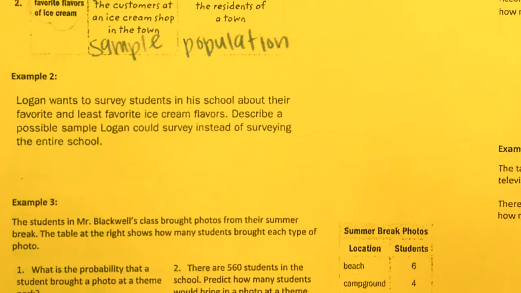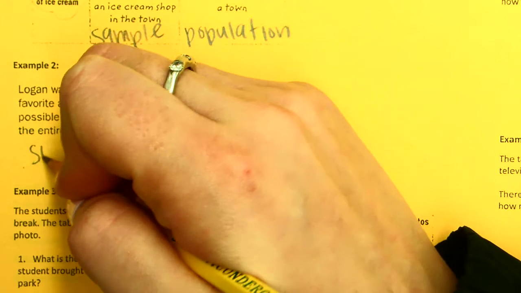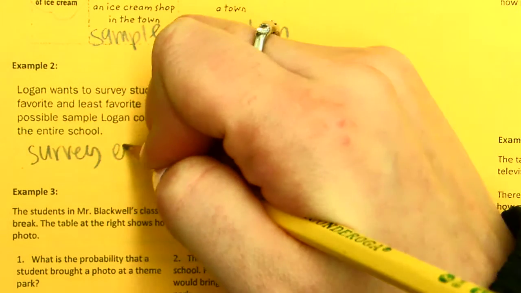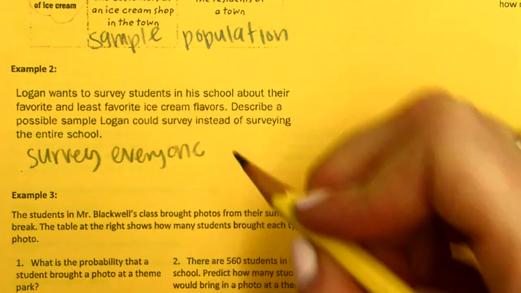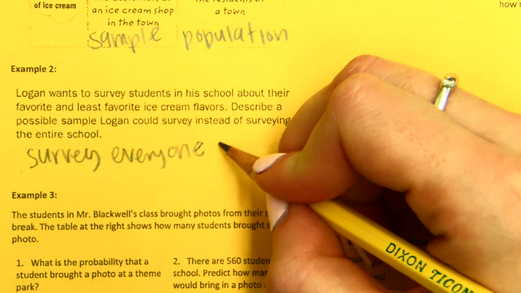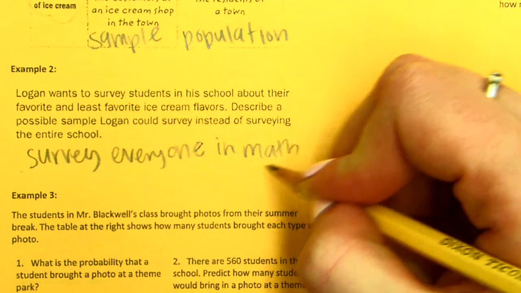The next example says Logan wants to survey students in his high school about their favorite and least favorite ice cream flavors. Describe a possible sample Logan could survey instead of surveying the entire school. There's multiple different answers for this. I'm going to say he could survey everyone in his math class. We'll talk about a different day whether this is a good survey sample method or not, but we just want any example here. Survey everyone in his math class.